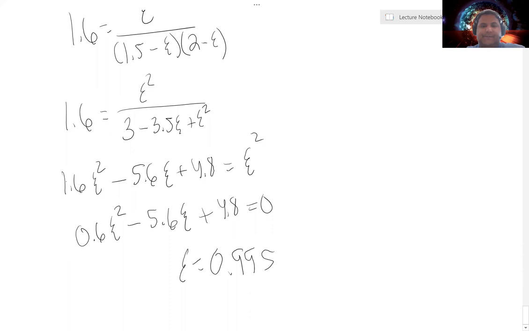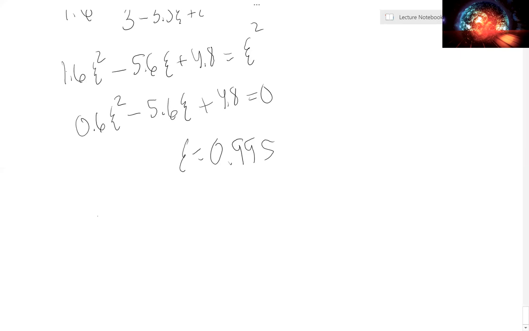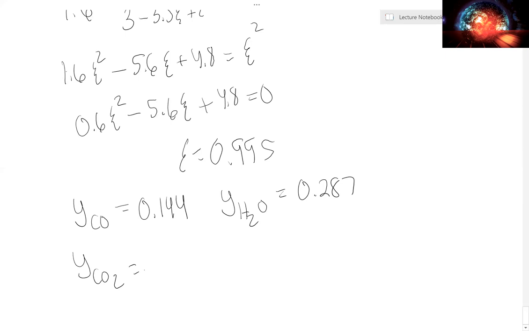That means y of CO equals 1.5 minus 0.955 divided by 3.5, so 0.144. y of H2O, it's 0.287. y of CO2 and y of H2 are the same, at about 0.284.